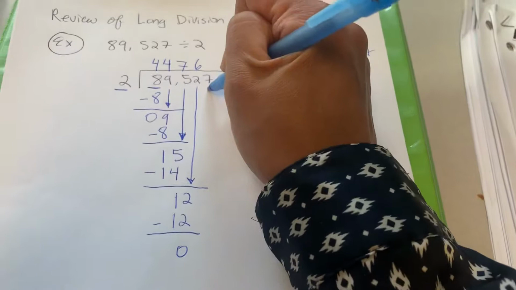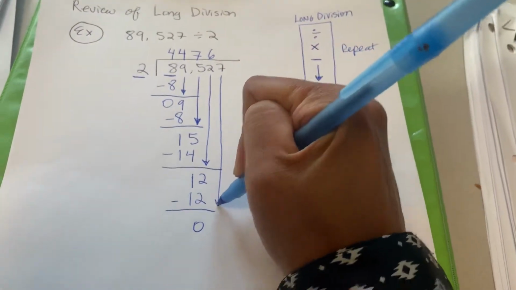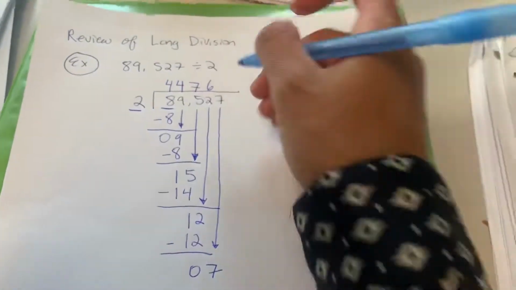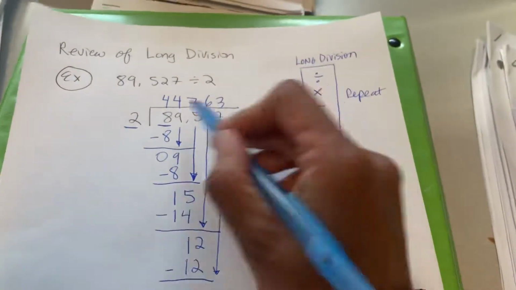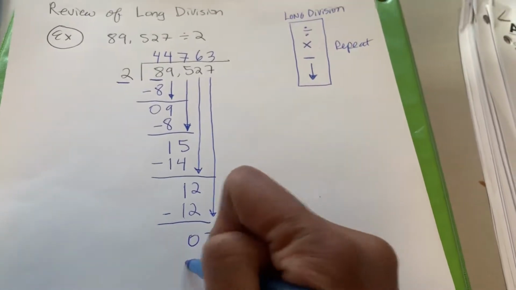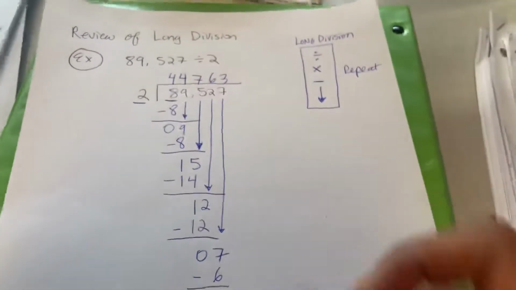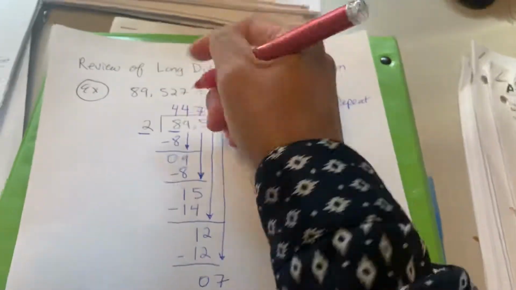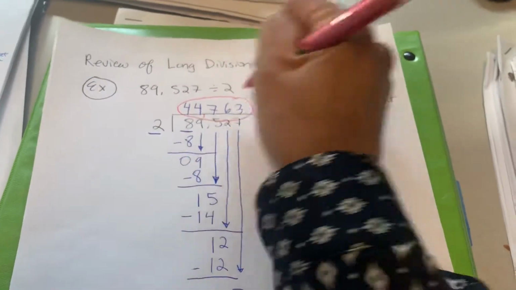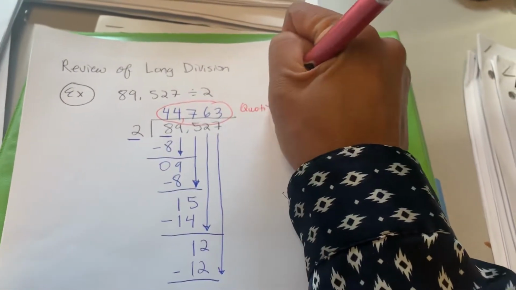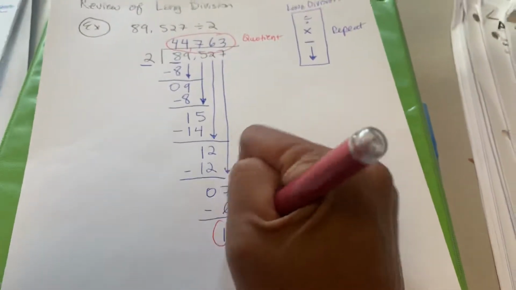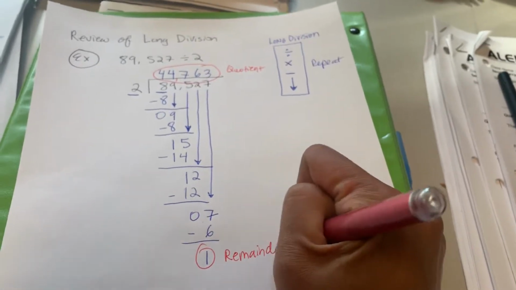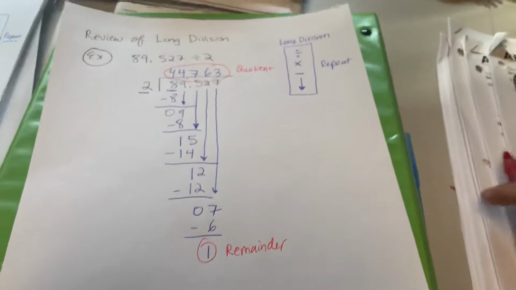And then the last number to drop is the number 7 here. So I get 7. 7 divided by 2, the largest whole number is 3. 3 times 2 is 6. I subtract, I get 1, and there's nothing left to drop. So here, my answer is that 44,763 is called the quotient, and the 1 is what's left over, or in other words, the remainder. So you have the quotient and the remainder.